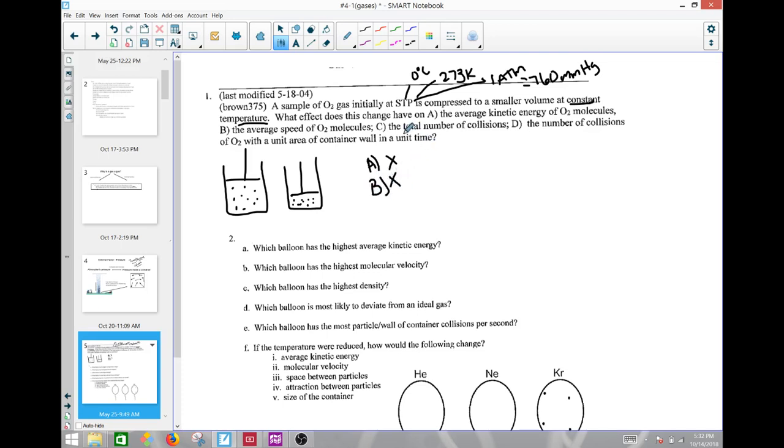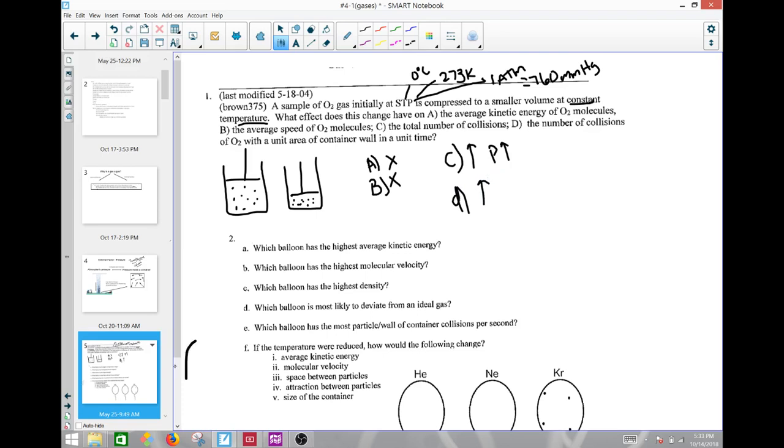Again, no change. Total number of collisions inside the container. Since the particles are traveling the same speed and they're in a smaller area, they should collide more often, and therefore it goes up. I also mentioned the pressure is going to go up because of the increased number of collisions. The number of collisions of O2 per unit area of the wall per unit time, this is exactly how you would describe pressure. So again, that increases.